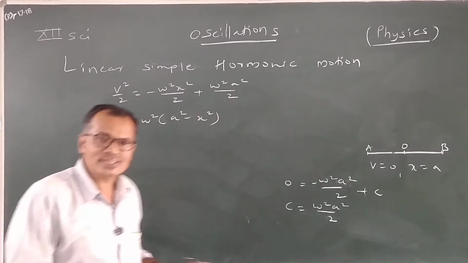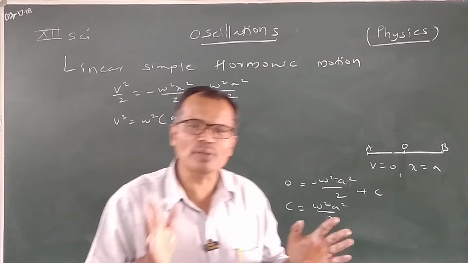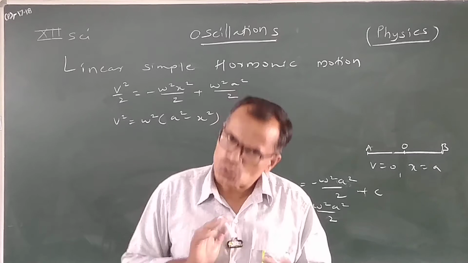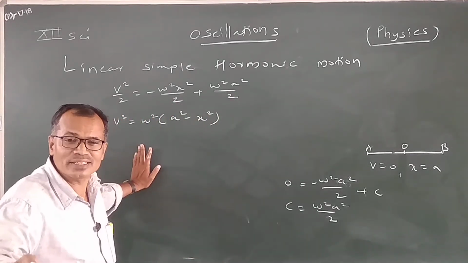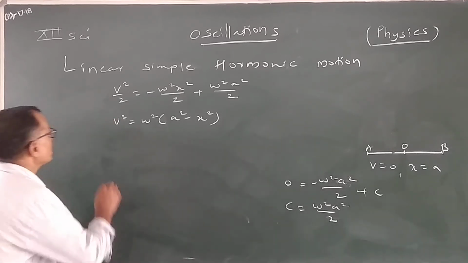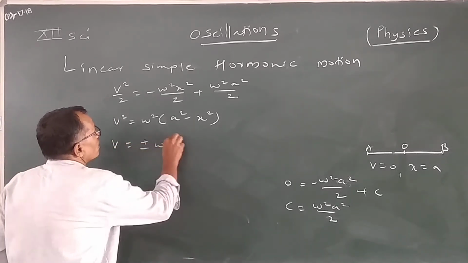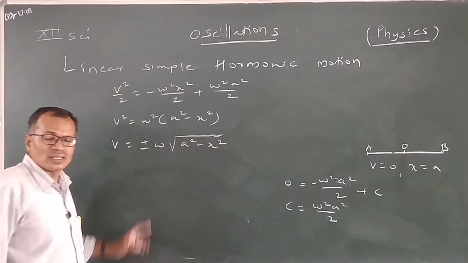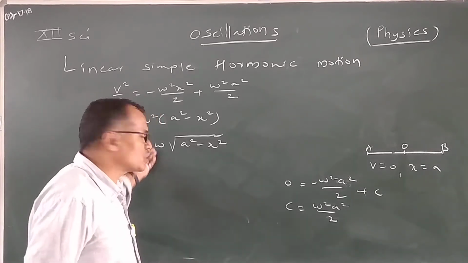But what is our interest? We want v. V means the velocity of the particle performing a linear simple harmonic motion. So what we have to do? Yes, we have to take the square root. Correct. So we can write that v is equal to plus minus omega root a square minus x square. Now this is the equation for the velocity. That is, velocity will be positive or negative.